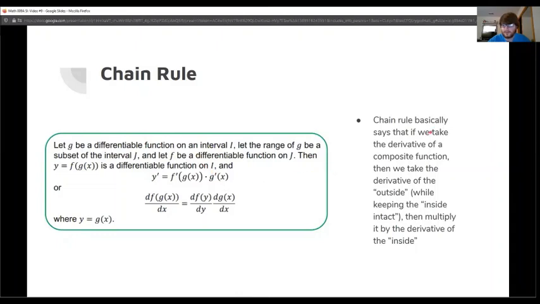So what chain rule is basically saying is that if you take the derivative of a composite function, then we take the derivative of the outside, which is f of x, because it's containing g of x. We take the derivative of that, and we keep the inside intact. So g of x remains the same on the inside, but then afterwards, we multiply that whole thing by the derivative of the inside, which is our g prime of x, right?